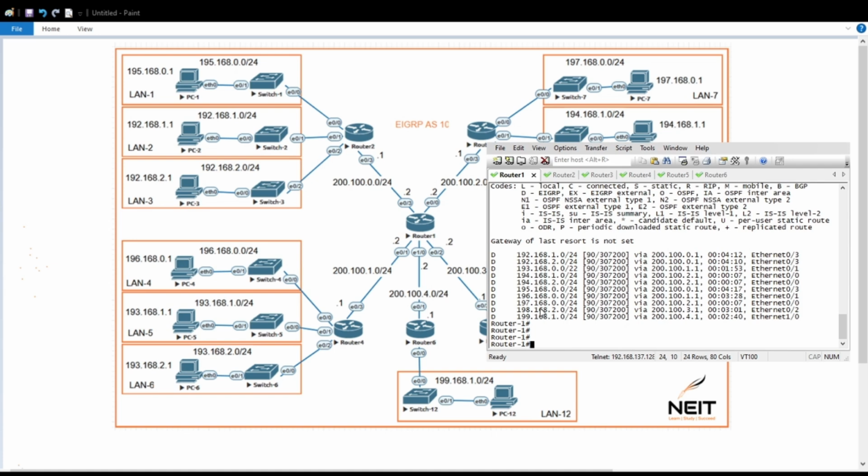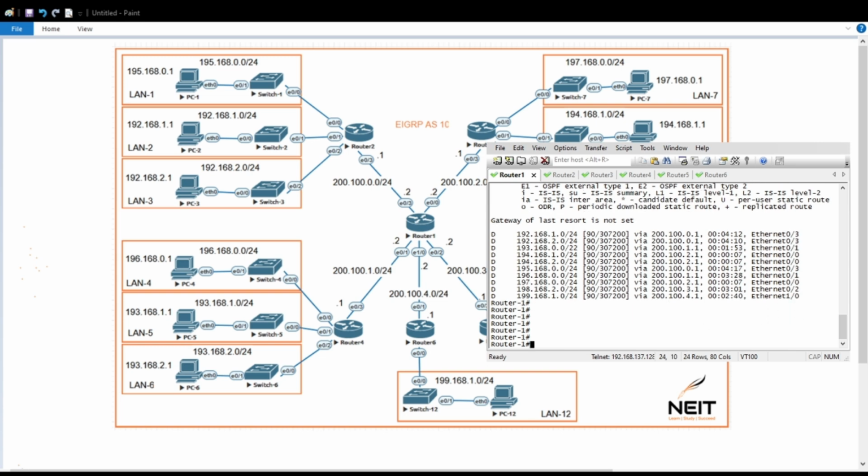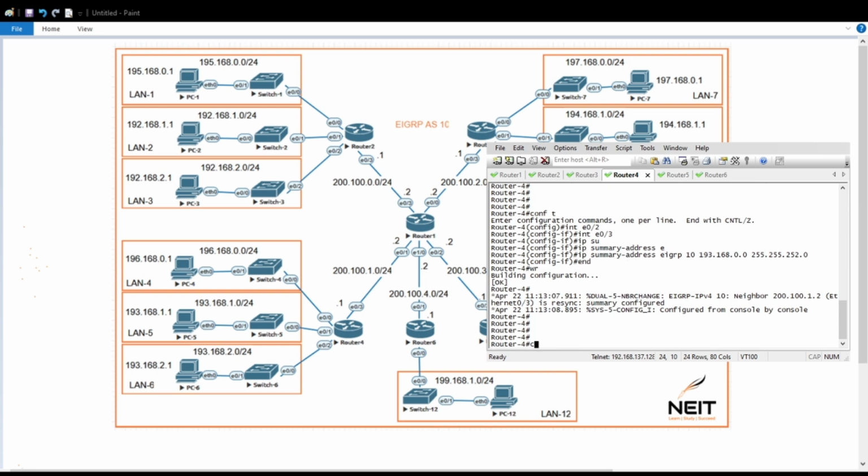Okay, so router 1 currently is receiving the summary address from router 4 for LAN 5 and LAN 6. Also he is receiving the specific network of LAN 4, 196.168.0.0, but the task is saying that router 4 should only advertise the summary address. He should not advertise the directly connected networks. Also router 4 should not receive any EIGRP query.